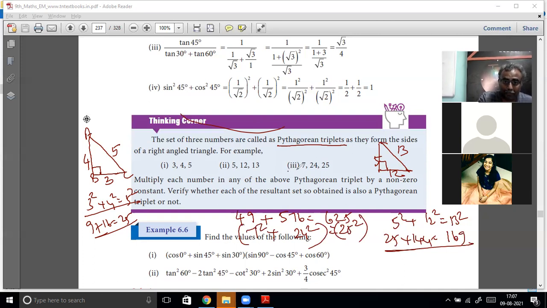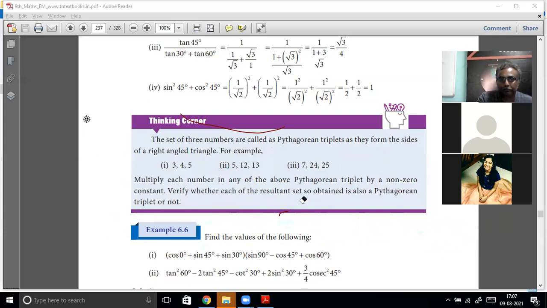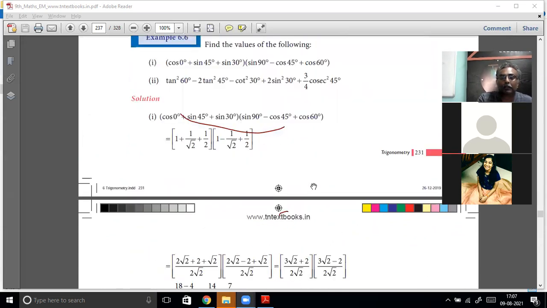If you know the Pythagorean triplets like that, you will save time in your exam. If you know them, you won't have to think and work out each one separately. Okay. 3, 4, 5 is a Pythagorean triplet. 7, 24, and what is a Pythagorean triplet? 25. Okay.